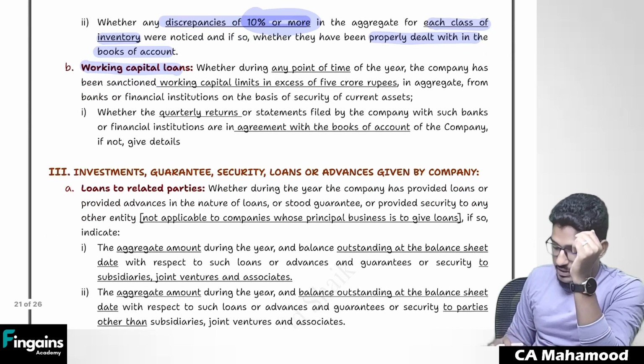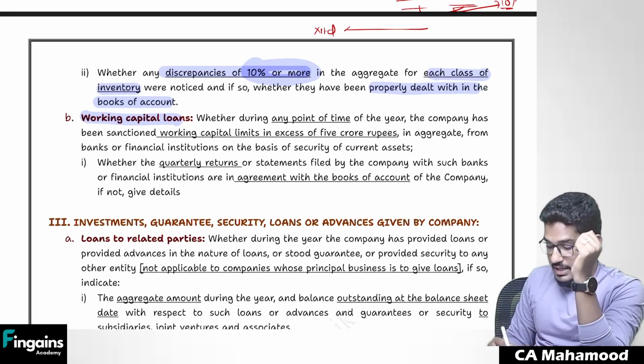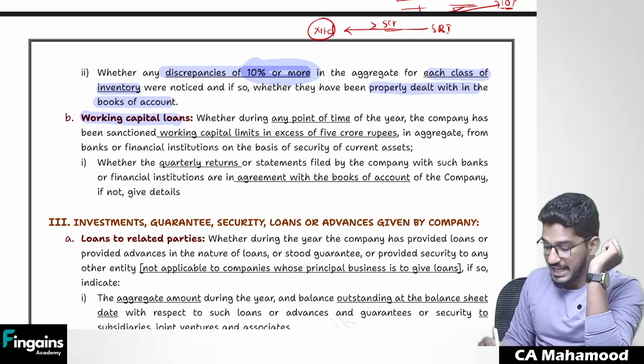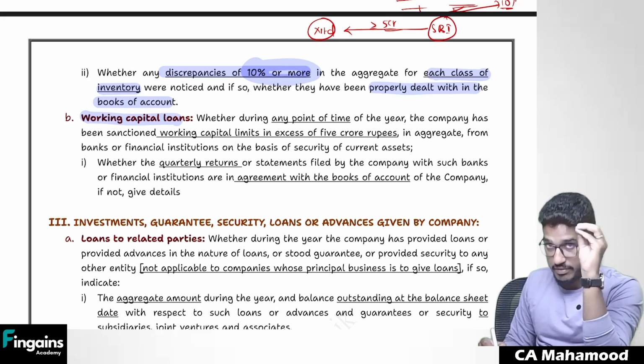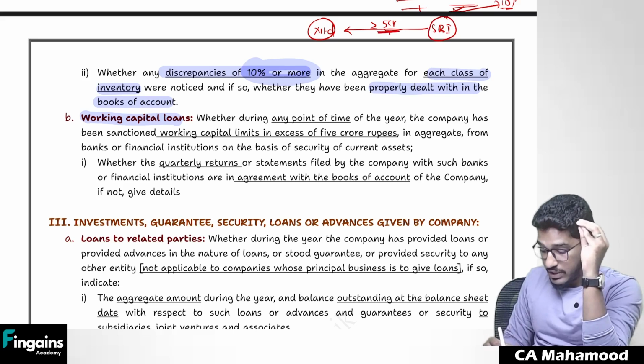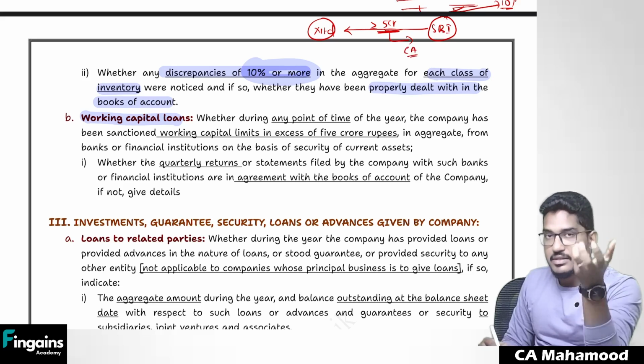So here what they try to say is whether your client company has taken a loan. For example, X Limited is the company. It has taken a loan from SBI and they have an exposure of 5 crores or more. They have taken a working capital loan of greater than or equal to 5 crore. In case your client company has taken a working capital loan from a bank in excess of 5 crores, and for taking this loan, they have given their current assets as security.